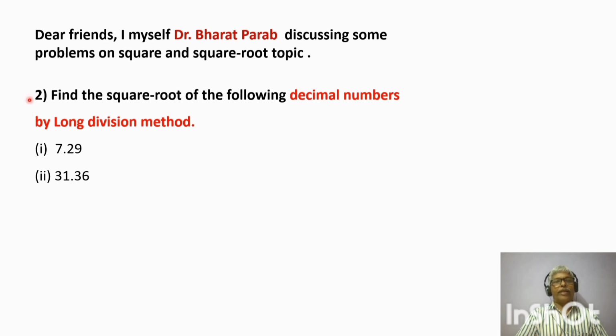Here we are trying to find out the square root of decimal numbers by a long division method. Here are two numbers, 7.29 and 31.36. We will be finding the square root of these numbers by the long division method. Okay, so we proceed ahead.